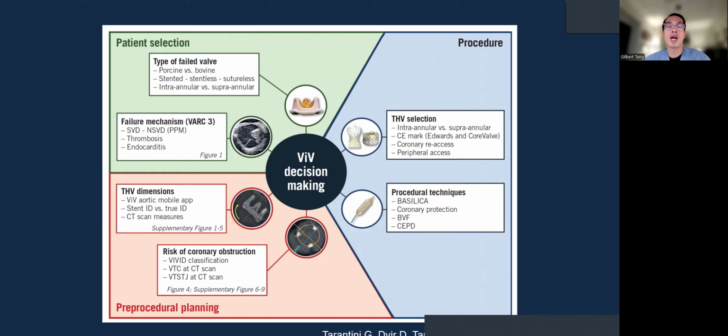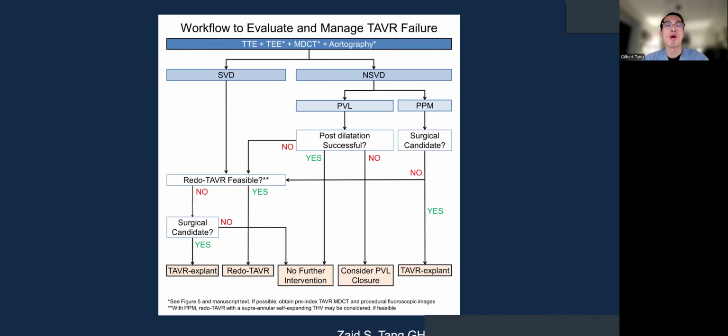In terms of valve-in-valve TAVR, or patients with failed surgical valves, there are a number of factors involved, as you can see in this review. However, with failed TAVR, we typically would diagnose them with multimodality imaging, and based on the mechanism of failure and the surgical risk of the patient, we would offer them either surgery or TAVR explant versus percutaneous treatment, such as percutaneous closure for PVL or redo TAVR.